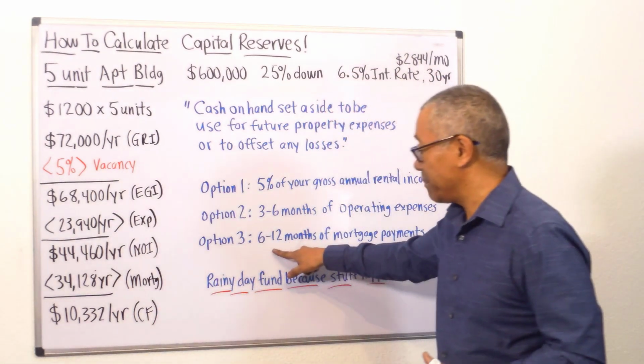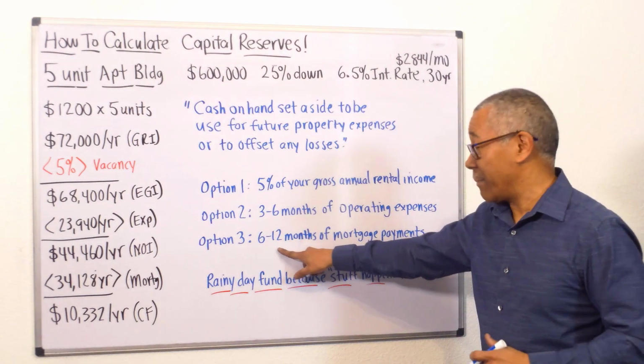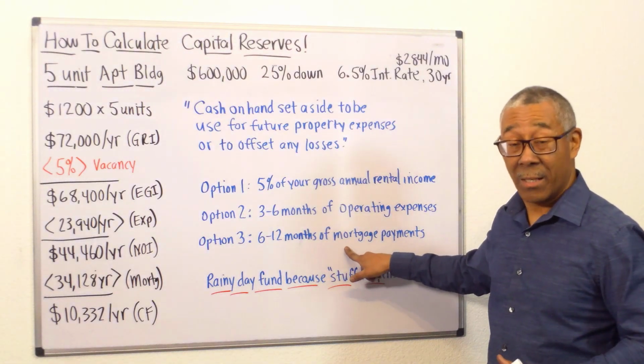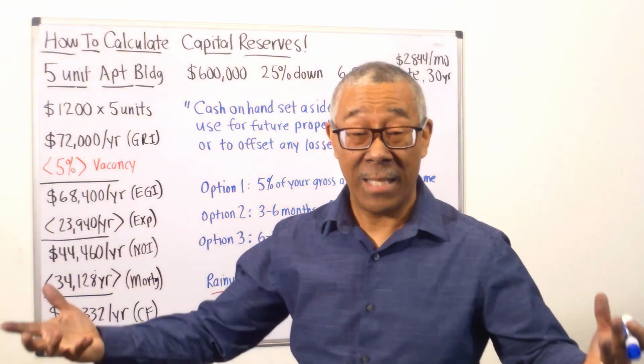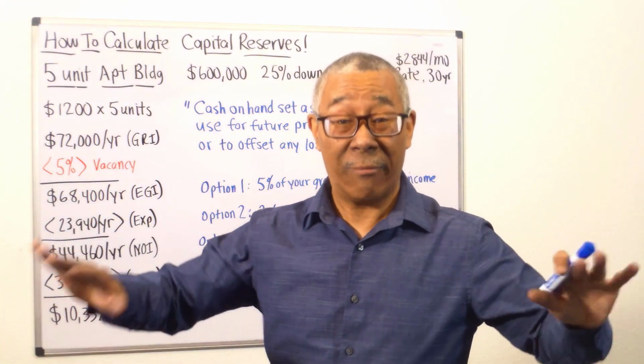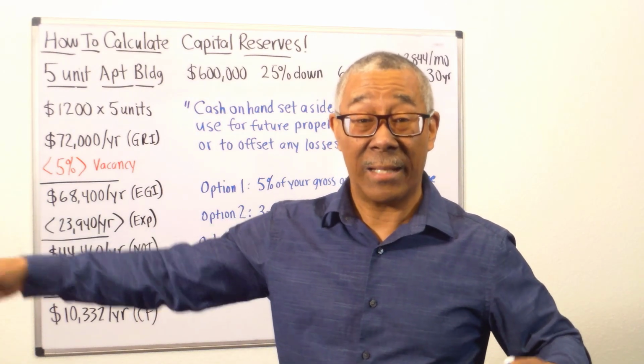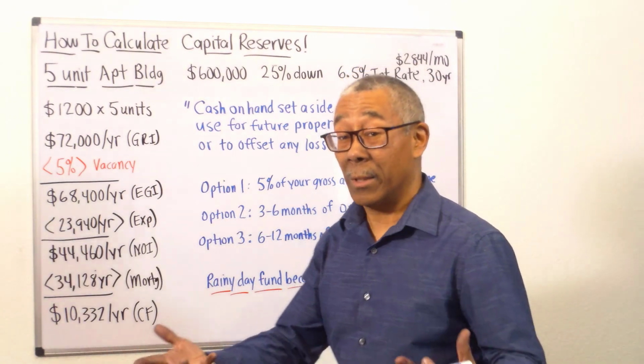And option number 3 is to save up 6 to 12 months of mortgage payments, okay? So have that set aside so that if another pandemic happens, you don't have to worry if things shut down. You have the money set to the side to weather the storm, okay?